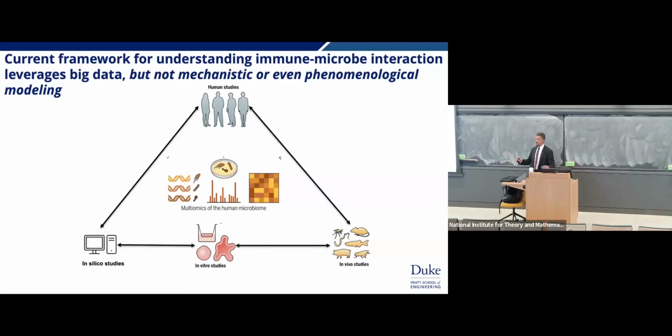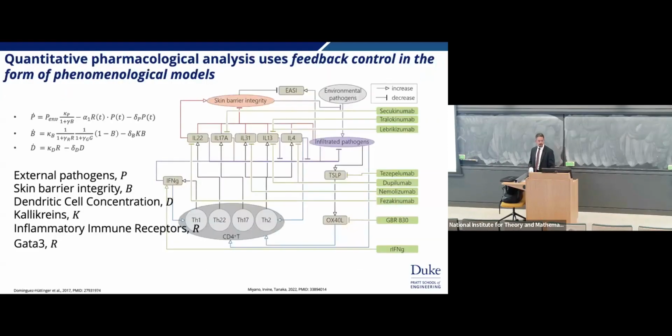So if we can add in these in silico mechanistic models, we can start testing these perturbations and trying to figure out how that really impacts health. All right, so some of the existing work that people have done for this, they've looked at quantitative pharmacological analysis to do feedback control on what happens if you have, let's say, an environmental pathogen that's trying to attack your skin, or let's say you have psoriasis.